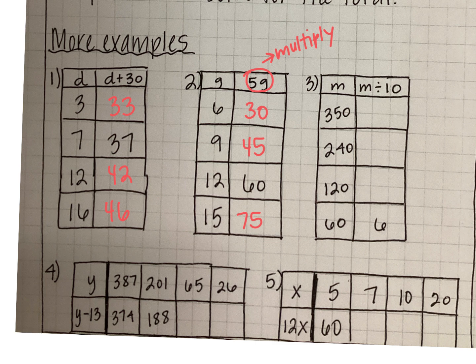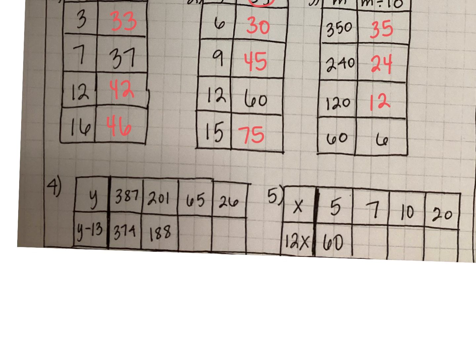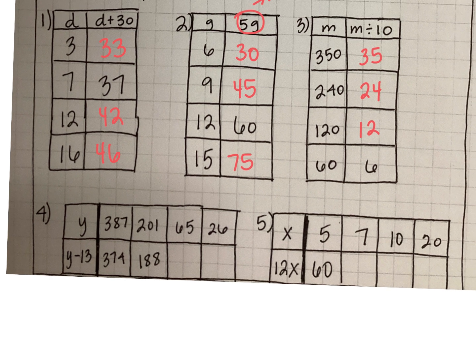Okay, on 3, I'm doing m divided by 10. So if I want to divide 350 by 10, that would be 35. 240 divided by 10 is 24. 120 divided by 10 is 12. Do you want to try 4 and 5 and then check them? Yes. Okay, try them maybe on your own and then check with your table and then we'll check whole group.